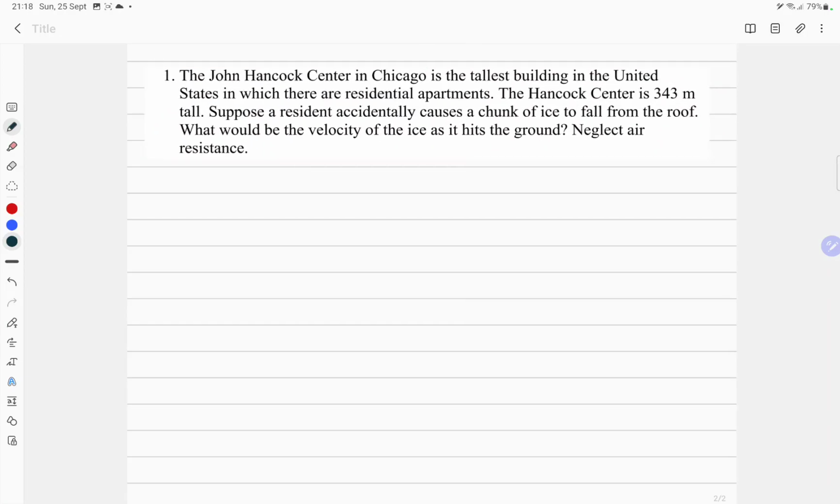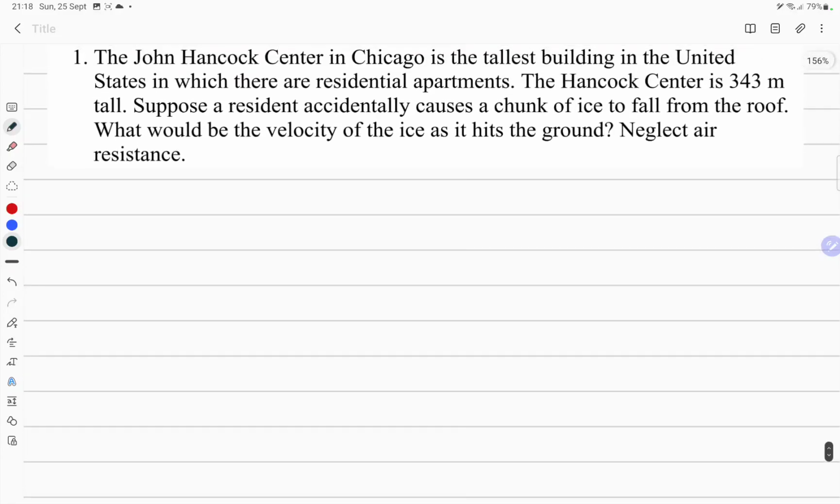Okay, here we go. Let's say the John Hancock Center in Chicago is the tallest building in the United States, in which there are residential apartments. The Hancock Center is 343 meters tall. Suppose a resident accidentally causes a chunk of ice to fall from the roof. What would be the velocity of the ice as it hits the ground?